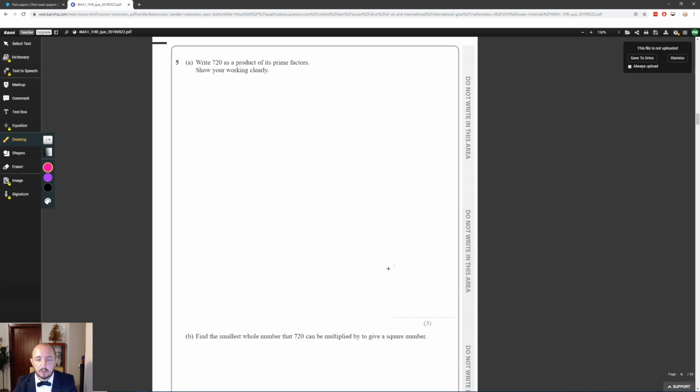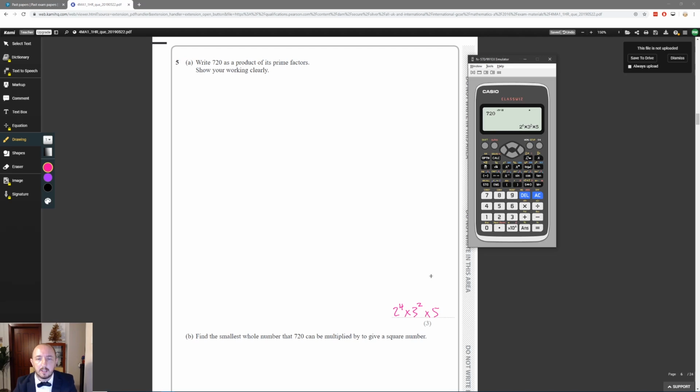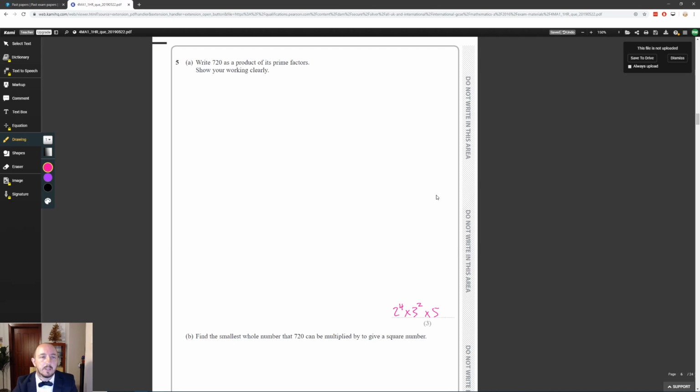So we know our answer should be 2 to the power of 4 times 3 squared times 5. We just have to make sure that we get that from our factor trees. So 720 to 360 to 180 to 90 to 45, 3, 15, 3, and 5. 1, 2, 3, 4 2s, 2 3s, and a 5. So we know straight away that we've got that correct.